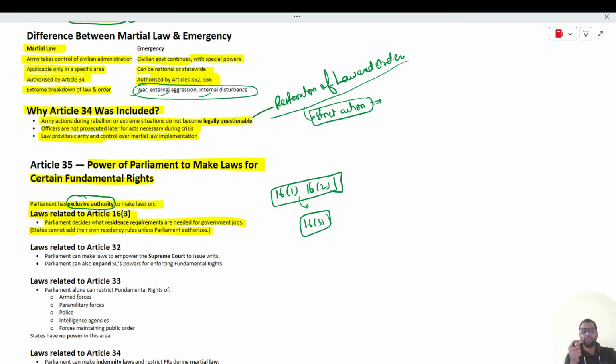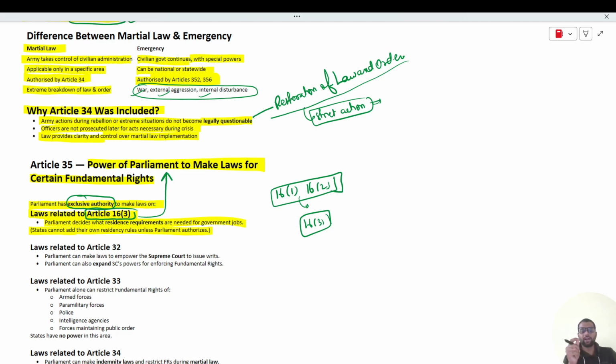So in that case, you can take residence as one of the requirements for applying for public employment, but for that requirement a law has to be there, and who is authorized to make the law? That is the Parliament. We have already discussed this under Article 16, Clause 3, and it is reiterated under Article 35: for certain fundamental rights, if a law is to be made, that law will be made only by the Parliament and not the state legislature.